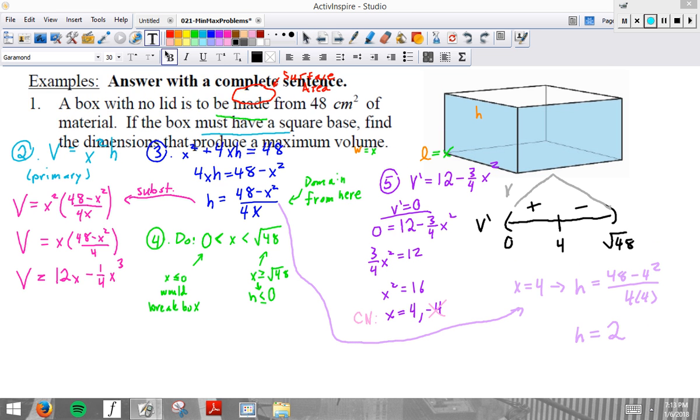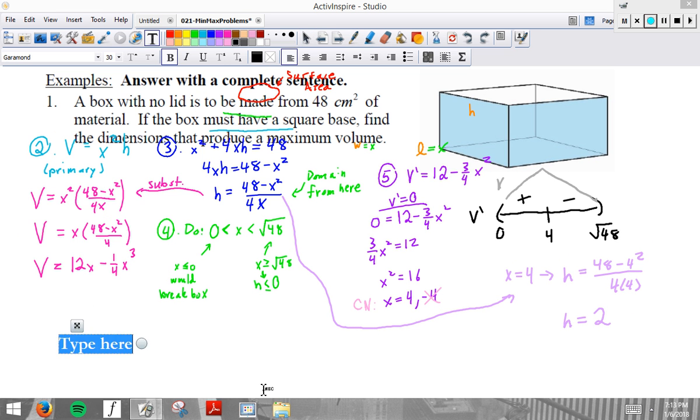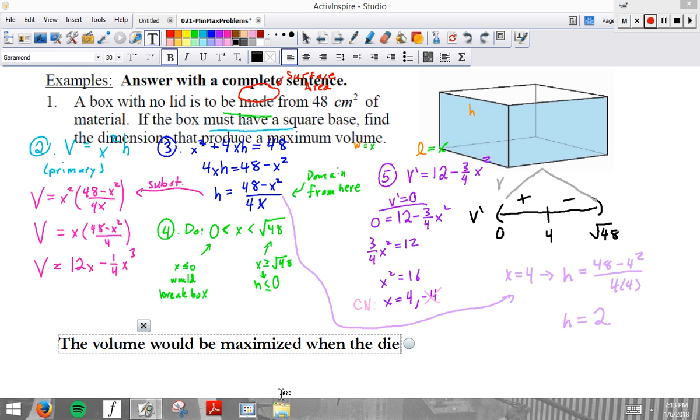Now for our final sentence, something like this: the volume would be maximized when the dimensions are 4 centimeters by 4 centimeters by 2 centimeters. That's it for this problem.